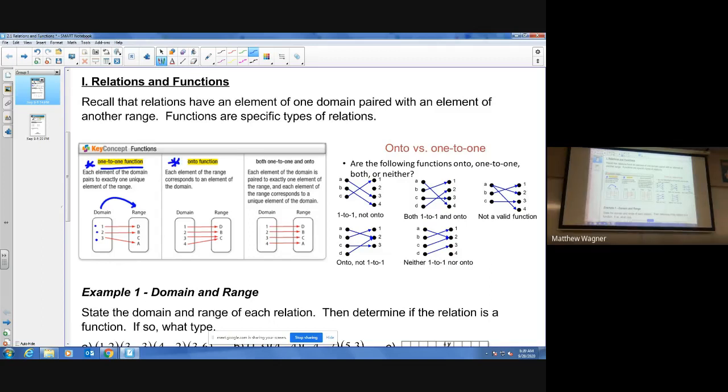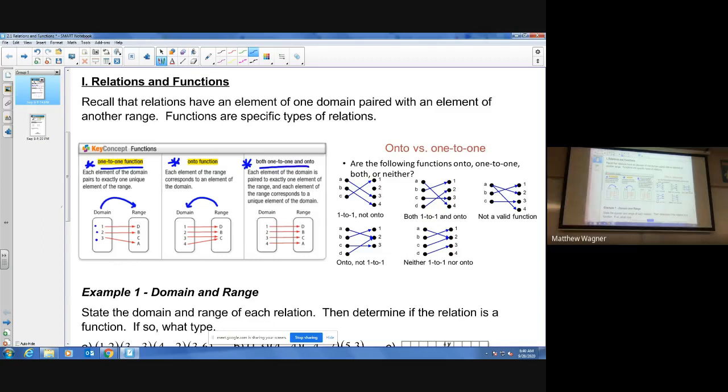The second classification of functions is onto. All right, this one says each element of the range corresponds to an element of my domain. So if we look at our range values, do all of them correspond to some domain value? It doesn't have to be unique, but it needs to correspond to some sort of domain value. And in this case, it does.